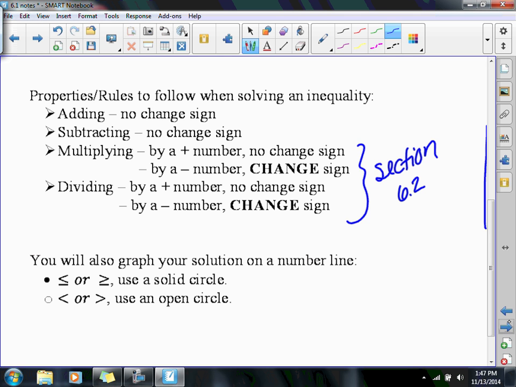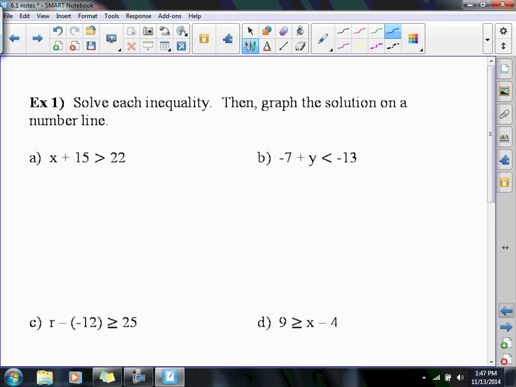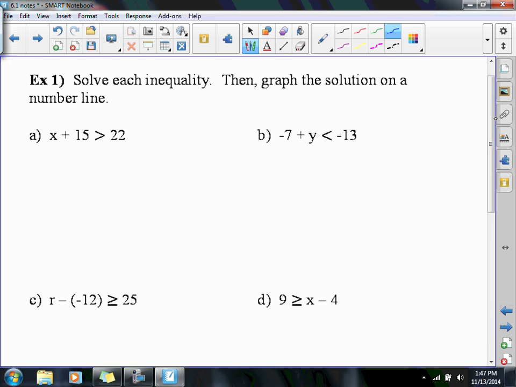Okay, so let's take a look at our examples. We're going to solve these and then we'll graph them on a number line. For part A, we have x plus 15 is greater than 22. Just like our one-step equations, if you want to box in the variable, you can. To get rid of the plus 15 that's attached to the x, we have to do the opposite, so we have to subtract 15. The 15 and the minus 15 cancel, and I'm going to leave my greater than sign. Then 22 minus 15 is 7. So there's my solution: x is greater than 7.